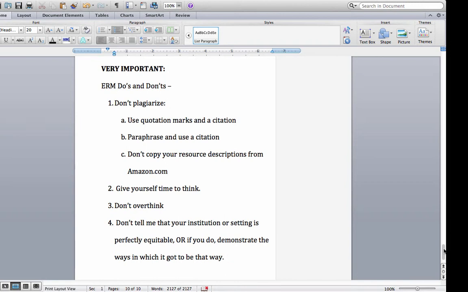Your drafts that you hand in also should be your original work, because I'm grading them. A little technique that someone used in a previous session is, instead of writing their own resource descriptions, they just went and copied and pasted them from Amazon.com. Yeah, don't do that either. That's not a very good technique.